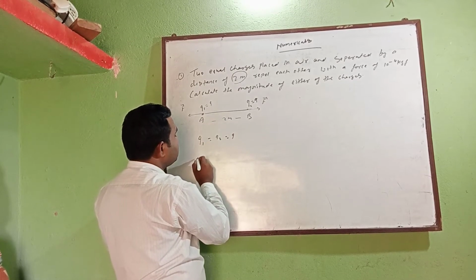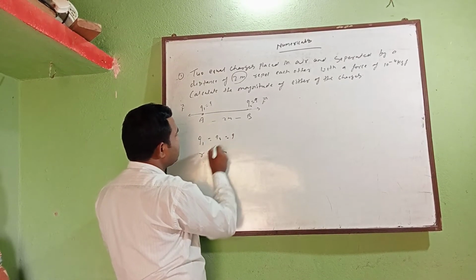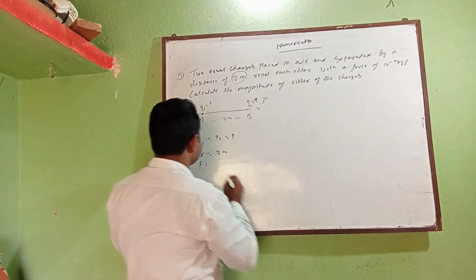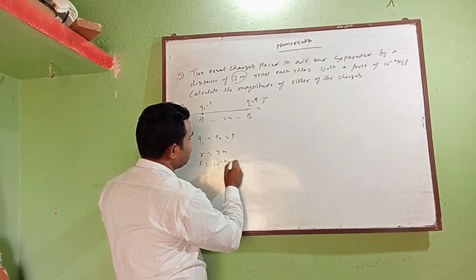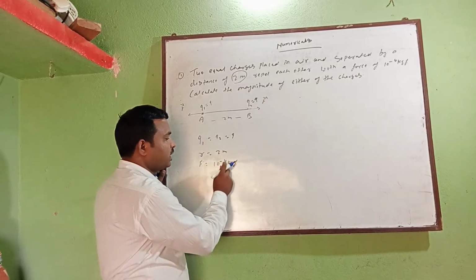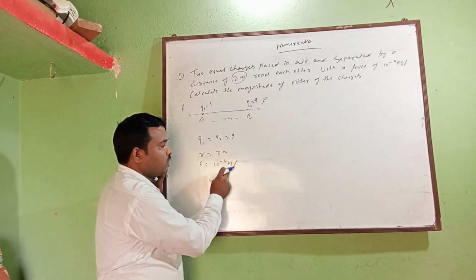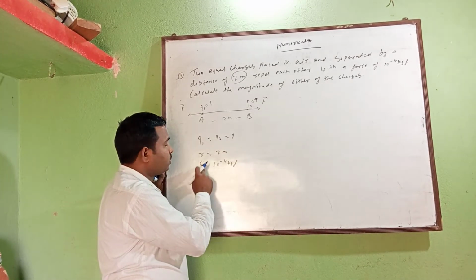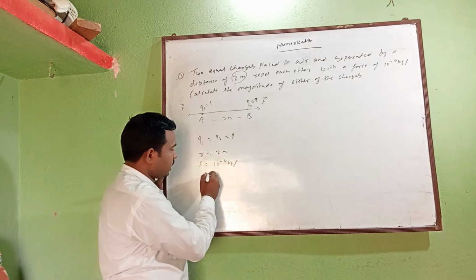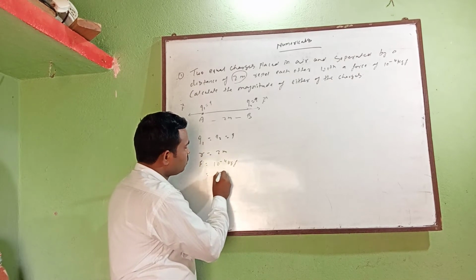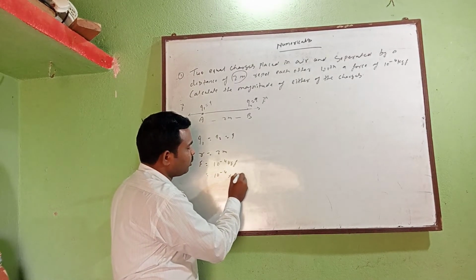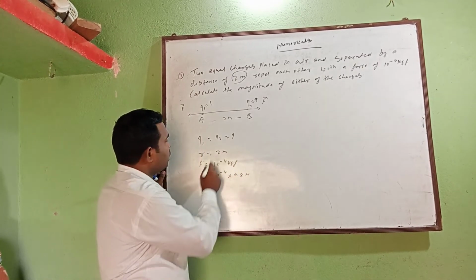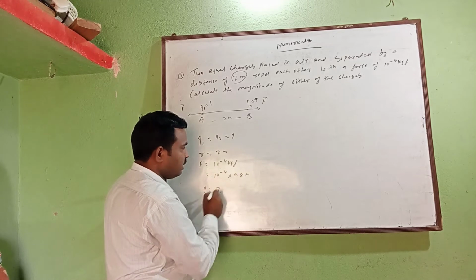And what is the value of distance? That is R equal to 2 meters. Force is given. What is the value of force? 10 to the power minus 4 kgf. But you have to remove kgf and write in the unit of force. What is the unit of force? Newton. So you will write here 10 to the power minus 4 into 9.8, that will be in Newton. Is it clear? You have to calculate Q equal to question mark.